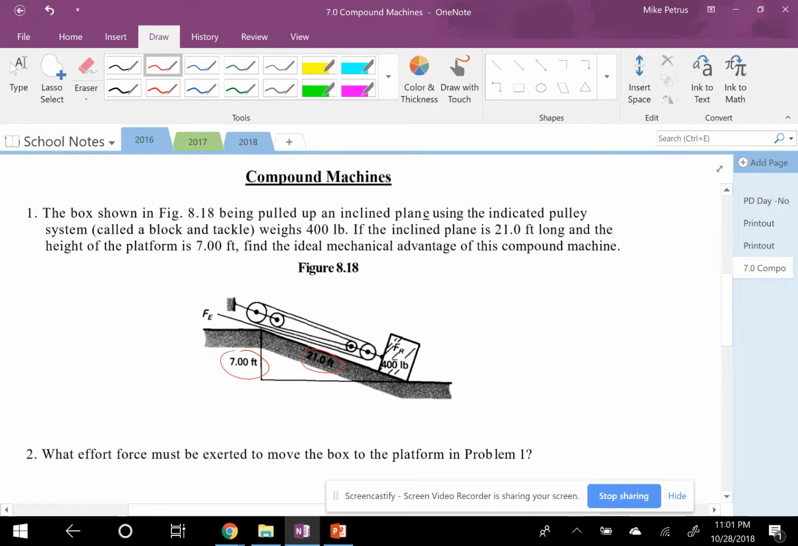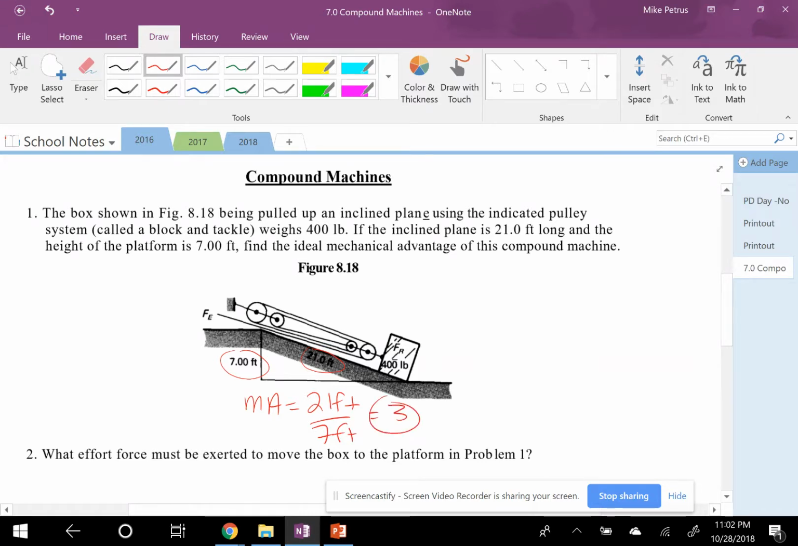And we just learned that to calculate the mechanical advantage of a pulley system, we just have to count the number of strings helping us pull this thing forwards, or in the direction we want to pull it. But I'll deal with the ramp first. I'll say the mechanical advantage of the ramp is equal to 21 feet over 7 feet, and I'll say that's equal to 3.